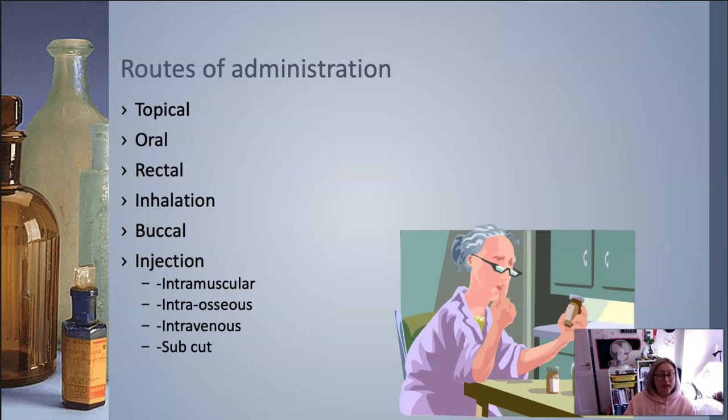We can also have injections, so we can have intramuscular injections going into a muscle. We can have intraosseous injections going into bones. We can have intravenous injections going into our circulatory system, and we can have subcut injections going into the subcutaneous layers within our body. For example, tinzaparin, heparin injections, or diabetes medication injections, insulins and things, which all go into the subcutaneous layers of our skin as opposed to directly into the circulatory system.